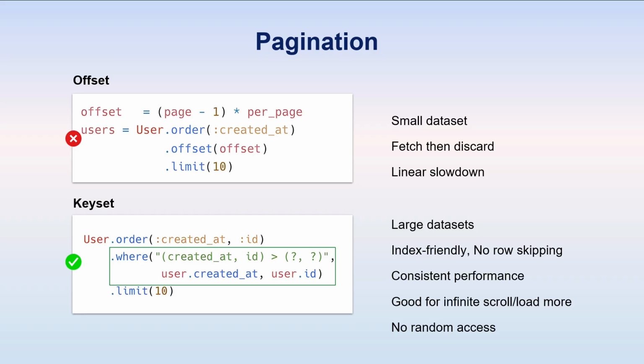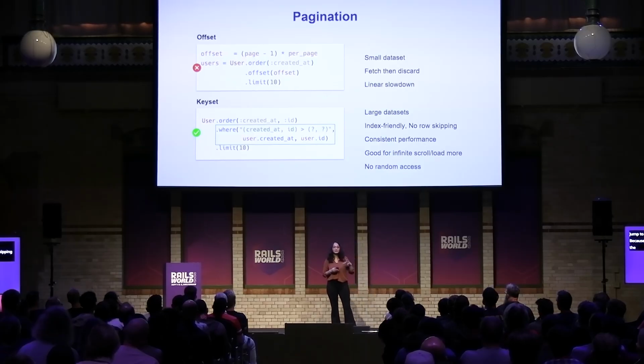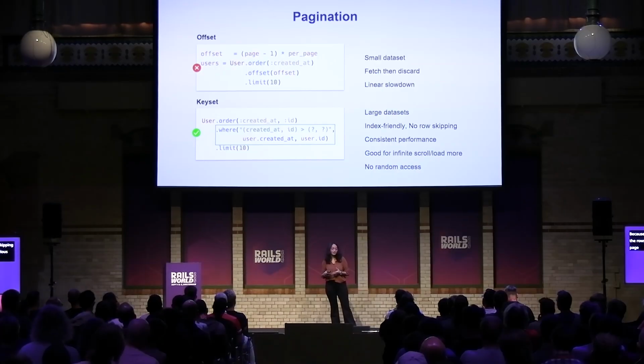scroll. But the only caveat here is you cannot directly jump to, for example, page number 57, because it uses pointers. Instead of skipping rows, it uses the last row from the previous page as the starting point for the next query. So you cannot jump.